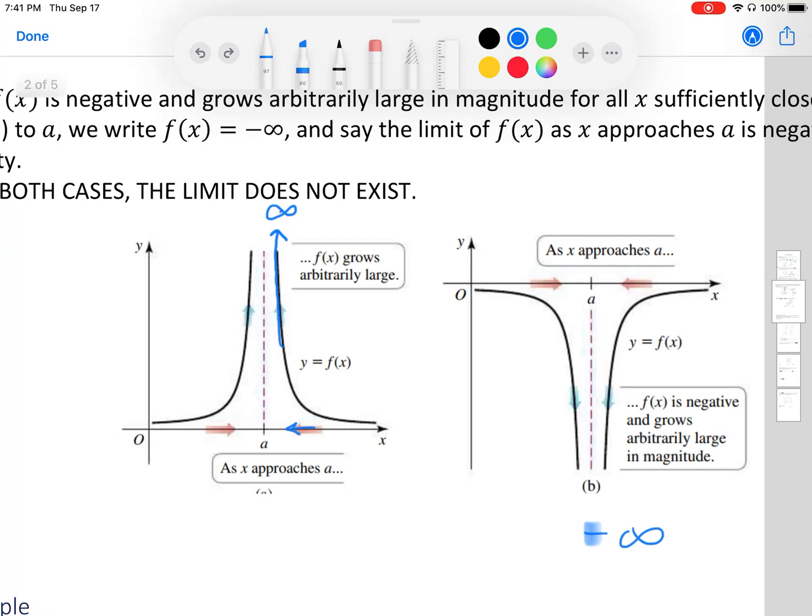There is a case, and we'll see this in C, where one side goes towards positive infinity and the other side goes to negative infinity. In such a case, we would say that at that value, the limit does not exist because they don't go the same way.